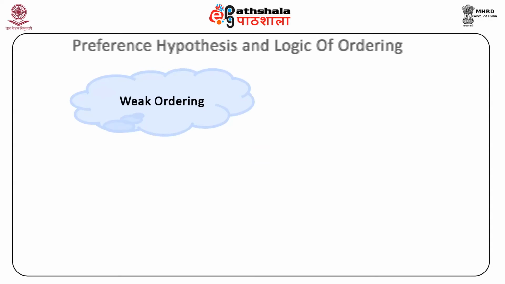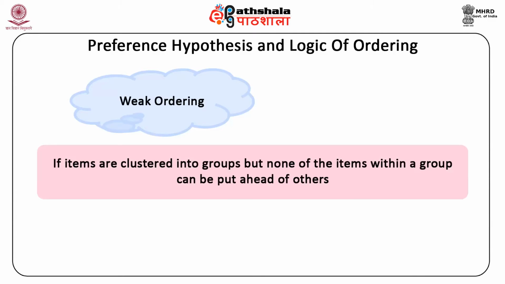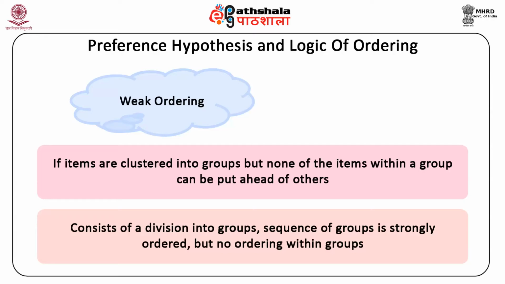Weak ordering: a set of items is weakly ordered if the items are clustered into groups but none of the items within a group can be put ahead of the others. Thus, a weak ordering consists of a division into groups in which the sequence of groups is strongly ordered but in which there is no ordering within the groups.